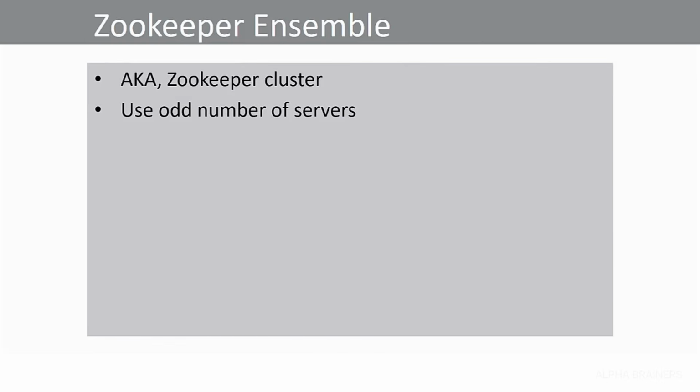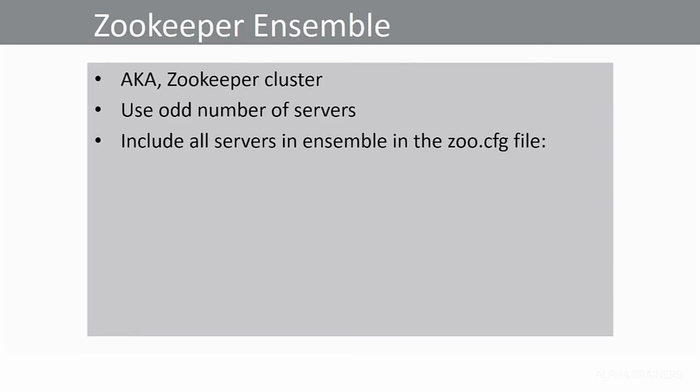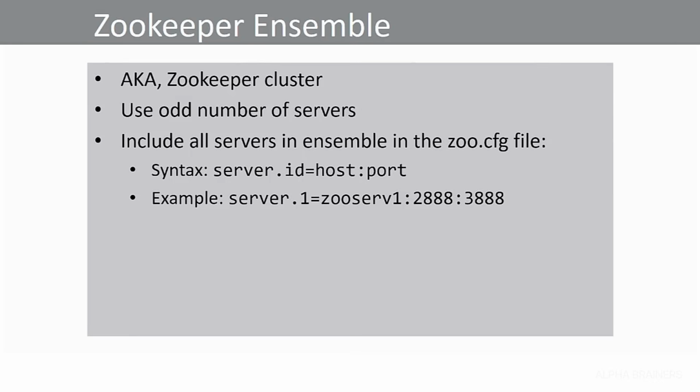You probably want to use an odd number of servers. Also, you need to include all of the servers in the ensemble in all the Zookeeper zoo.cfg files. So for every single instance, say you have Zookeeper running on 5 different servers, each of those 5 servers would have a separate instance running and a separate zoo.cfg file, and you'd have to specify all of the servers that were in that ensemble. That's how they know how to talk to one another, by using this setting right here. So here'd be an example: server.1, and then the server that I'm actually communicating with, zoo server 1, and you can see it's got the port number listed there as well.